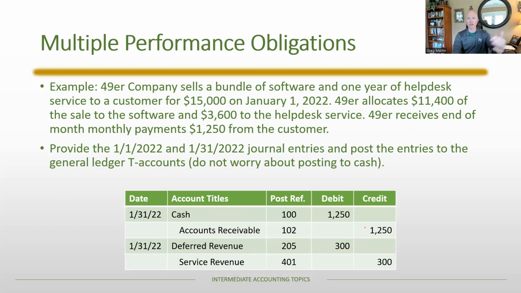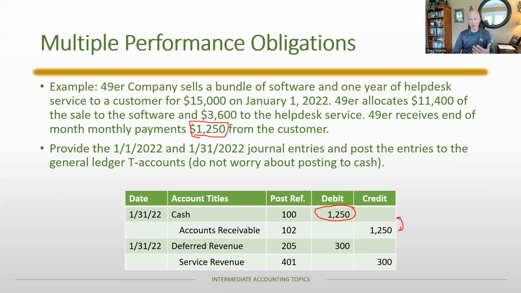Then as time goes on, let's think about what happens at the end of the month. First of all, I do collect. It says that I collect $1,250 every single month. And so at the end of the month, of course, a portion of my receivable goes away in the amount of $1,250. Notice, though, this did not change anything in terms of revenue recognition. It's just a collection of a receivable.